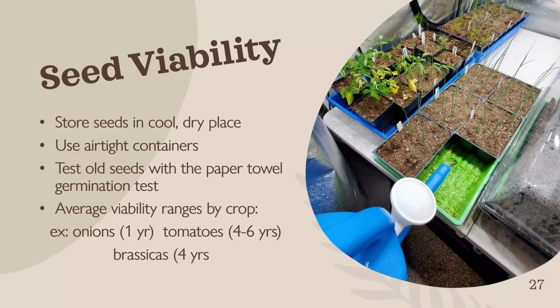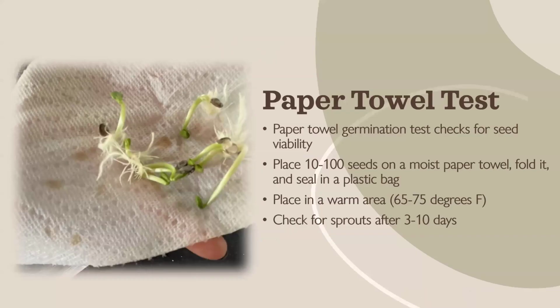Tomatoes generally can last from around 4 to 6 years. Of course, that viability goes down every year, but those can last a little bit longer. And then things like brassicas can also last around 4 years or so. And of course, you always want to test those before you plant them just to see if they are still germinating. Which leads me here.